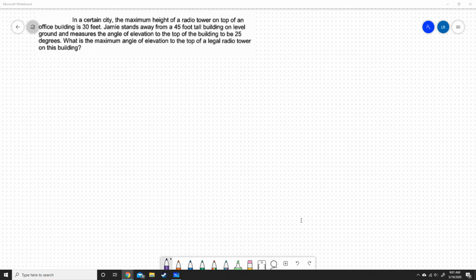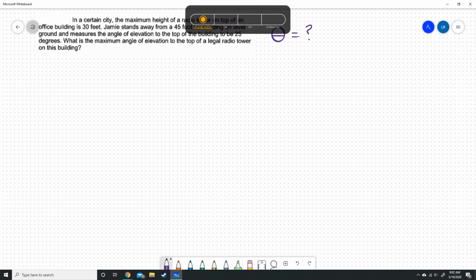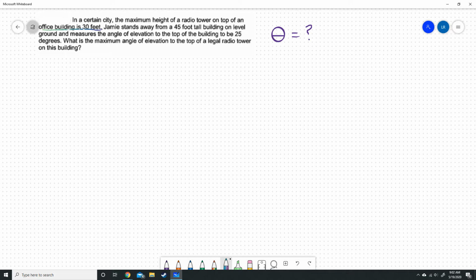So I like to write down what are we solving for? And we are trying to solve for theta. So theta is what we're solving for. And then I like to draw out the picture. So in a certain city, a maximum height of a radio tower on top of an office building is 30 feet. That's probably important. Jamie stands away from a 45-foot tall building and measures an angle of elevation to the top of the building of 25 degrees. So I think I have enough information to draw this out.